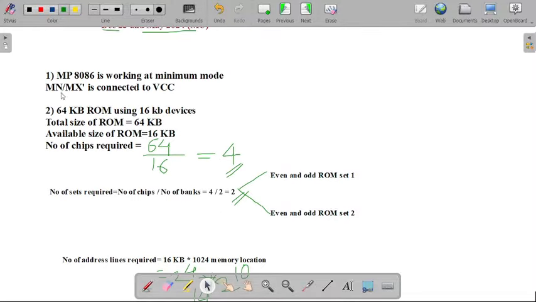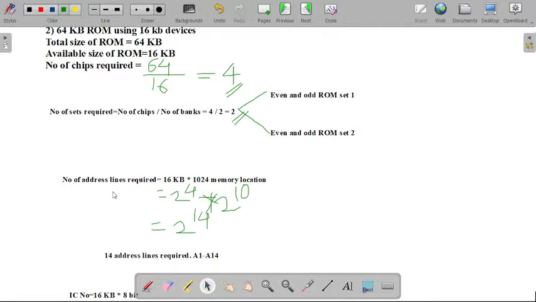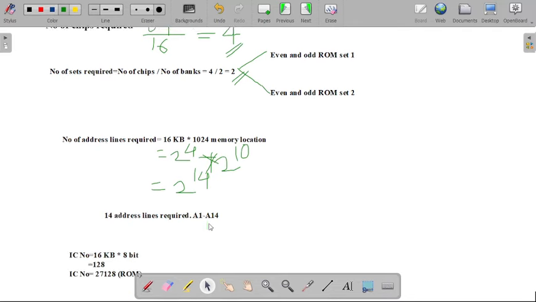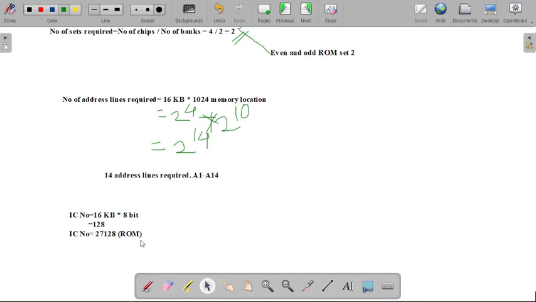So here in the second point, we have calculated, from the available size and the total size given, the number of chips required, then the number of sets required, the number of address lines required, and the IC number for our ROM.